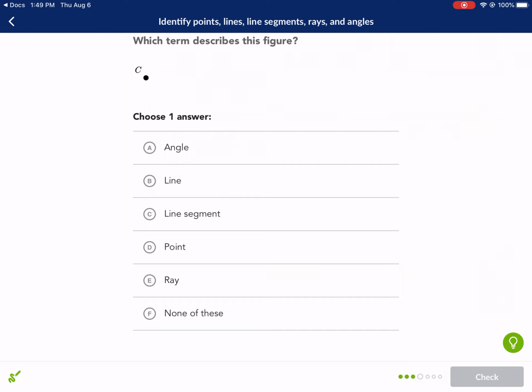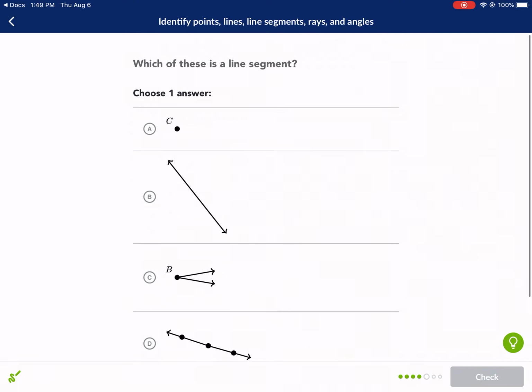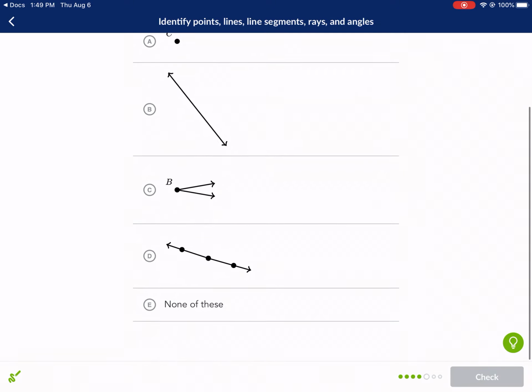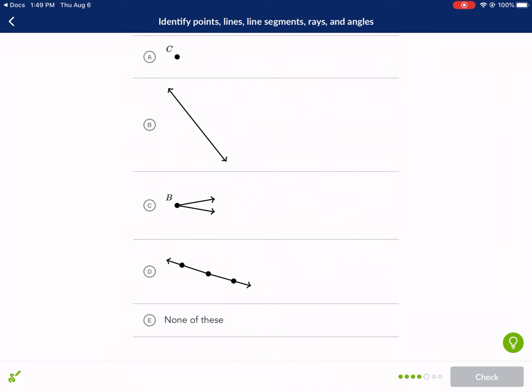All right, next question. Which term describes this figure? This is clearly a point. Next question. Which of these is a line segment? It needs a start and a stop. C is just a point. B is a line, continues forever in both directions.